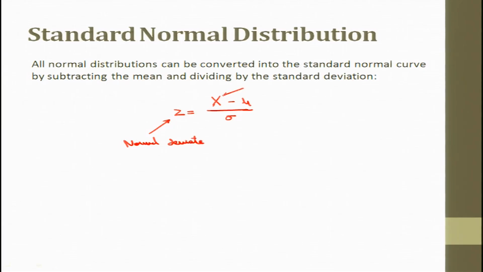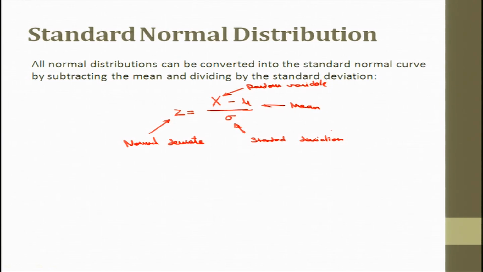Okay. This is our random variable, or we can just call it variable as well. This is mean, this is standard deviation.